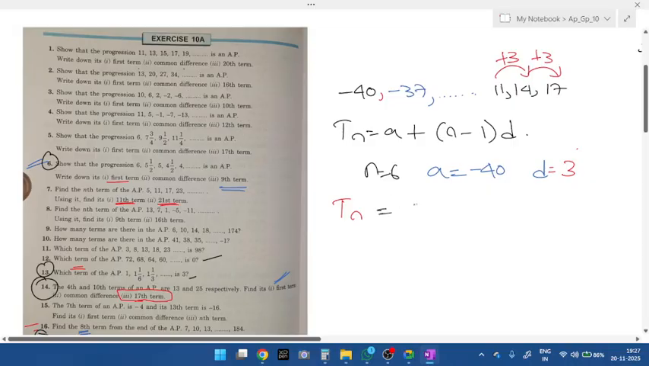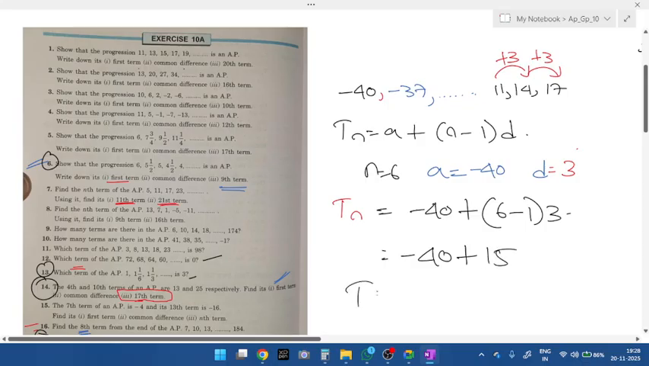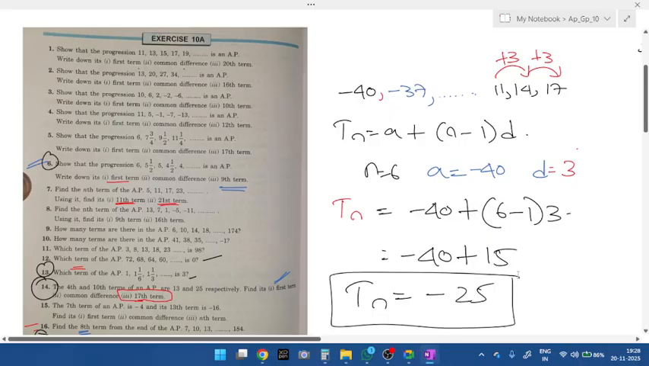T of n is equal to A value, which is minus 40, plus n value 6 minus 1, D is 3. Minus 40, 6 minus 1 is 5. 5 3s are 15. T of n, what's the answer? Minus 40 plus 15 is minus 25. Is it clear? Did you all understand?